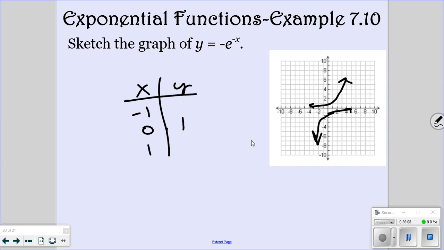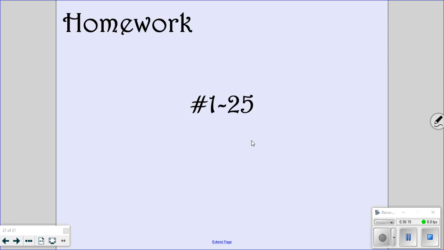So that's all on exponential functions. Easiest thing to do is just to make a chart and graph them. So make sure you do your homework tonight, 1 through 25, and then we can go over questions you have for that tomorrow.